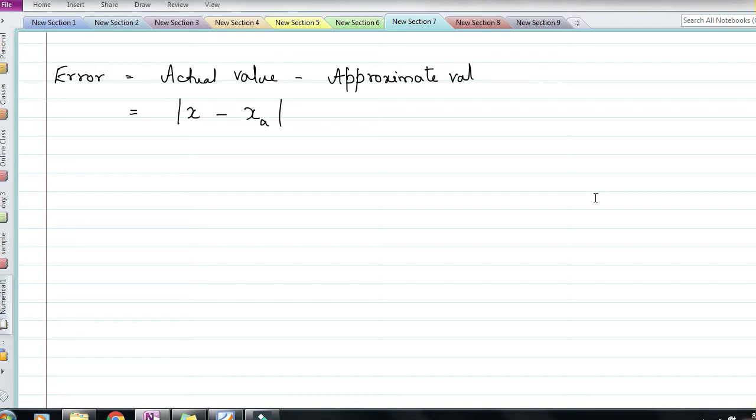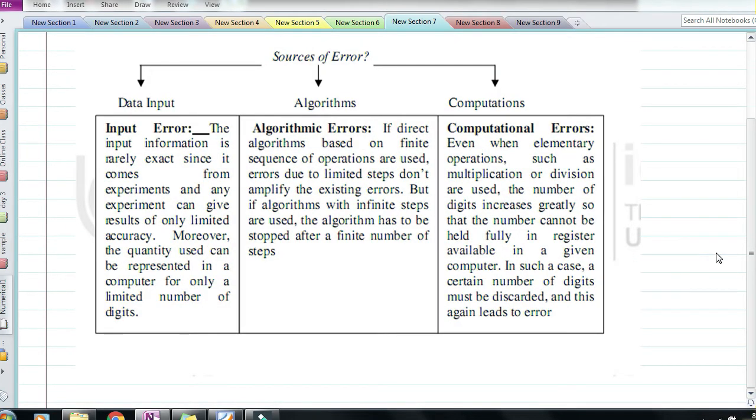Now let's see what all sources of errors are there, or how do we get errors in our calculations. These are the sources of error through which we might introduce certain wrong values in our calculations. So let's see the sources one by one. The first one is an input error. What is an input error?